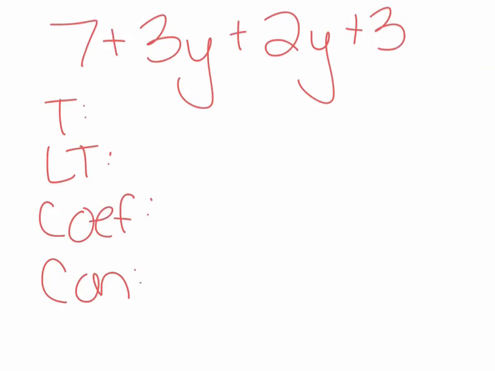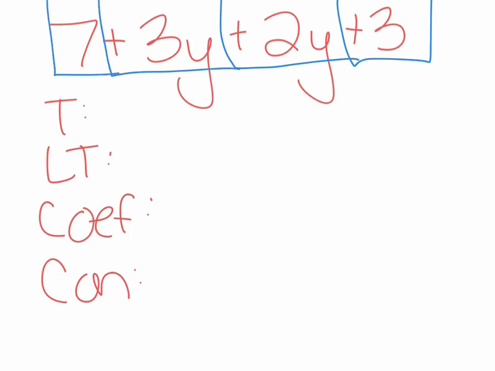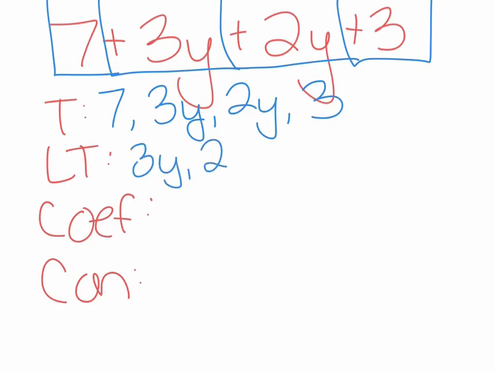Looking at this next one, we're going to again train it up from the back. So we have 4 terms. We have t, 3y, 2y, and 3. Like terms, anything with a variable that are the same, so 3y and 2y. But remember, we actually can combine, which we'll talk about later in the day, and 7 and 3 are also like terms. We have 2 sets of like terms.